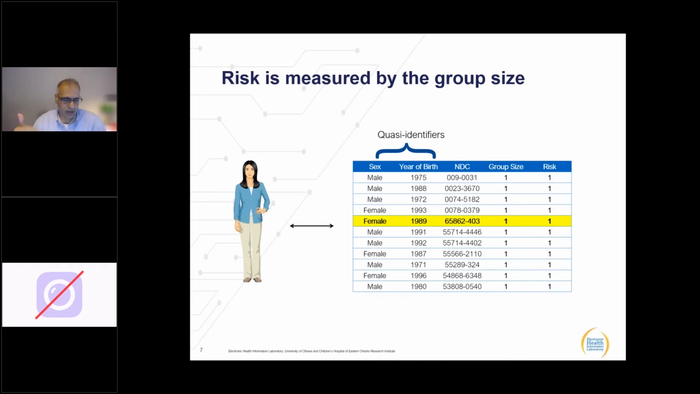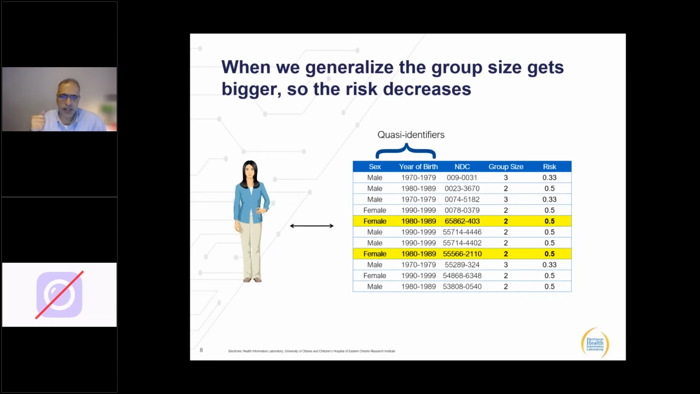It is the extent of the number of records or proportion of records, for example, in the data set that are unique. And when you apply generalizations to the data set, your group sizes increase. So in this case, when we apply the generalization of decade of birth, now we have two records with a female born in 1980 and 1989, and therefore the risk for that record is 0.5. So here we have reduced the risk through generalization. I'm oversimplifying a number of different things, but I just wanted to make sure that I'm conveying the basic concepts so that when I talk about a few other things later on, we're all on the same page.